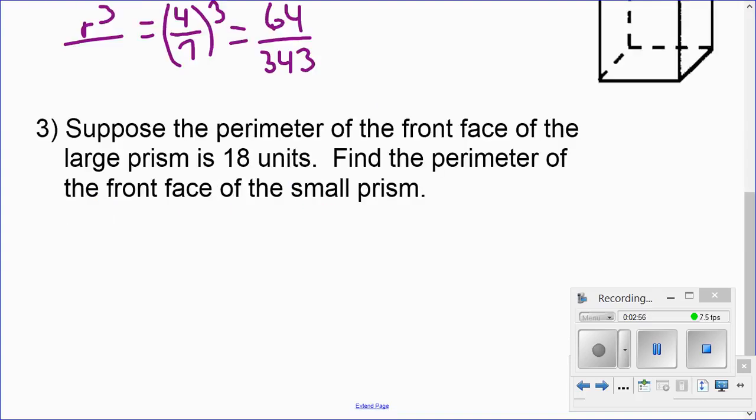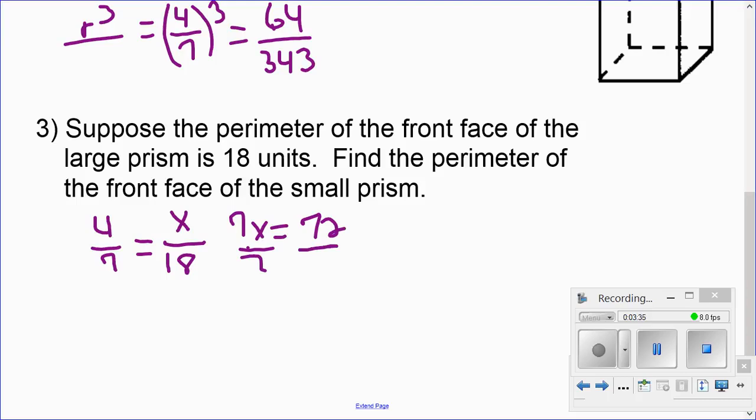Next one. Suppose the perimeter of the front face of the large prism is 18 units. Find the perimeter of the front face of the small prism. Well, perimeter, we know we're using r, so we're going to use 4/7, and we're going to make a proportion here. The large prism, bigger number, 18 is in the denominator, and x will go in the numerator. So I'll cross multiply that. 7x is equal to 18 times 4, which equals 72.